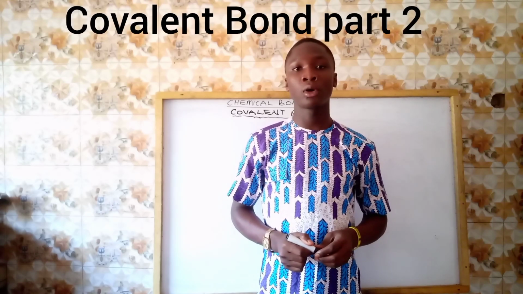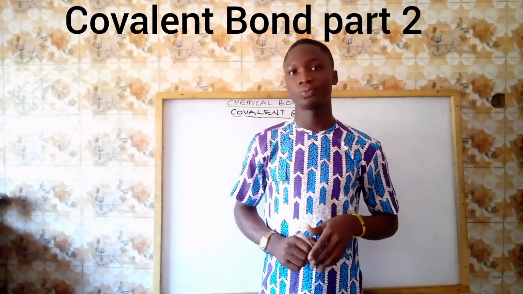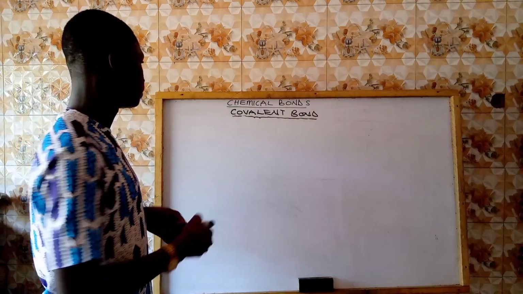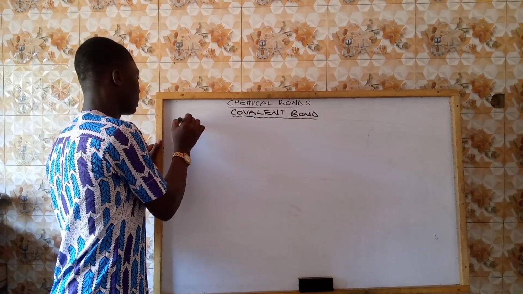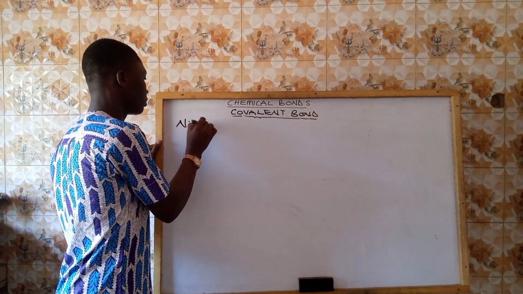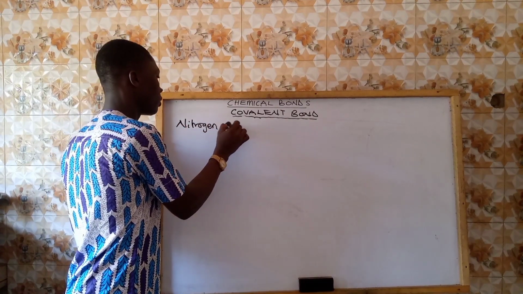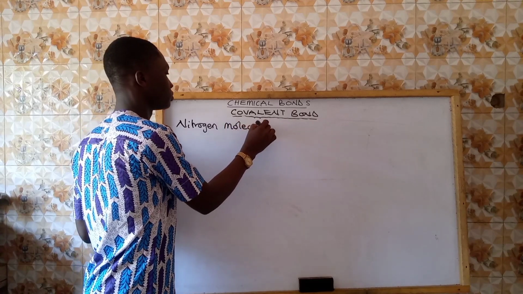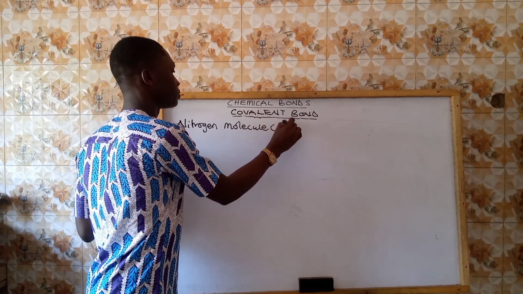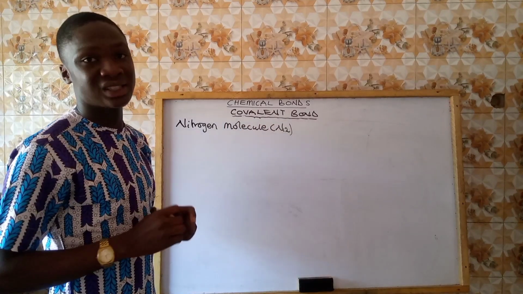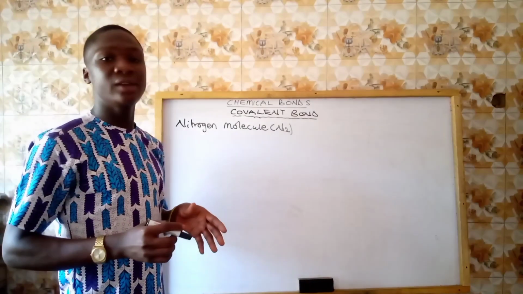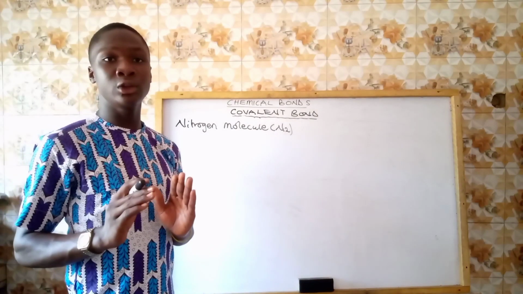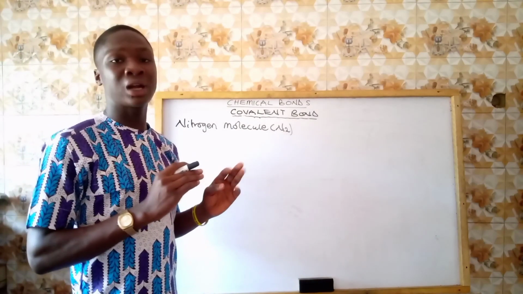Today our lesson will be on Covalent Bond Part 2. So now let's check this example: the nitrogen molecule. We have already learned part 1. If you missed it, just pause the video, go and watch part 1, and then come back and continue from part 2.